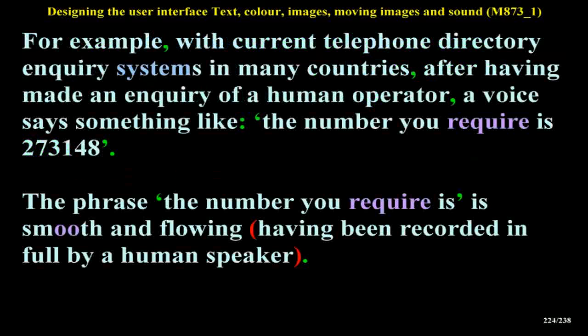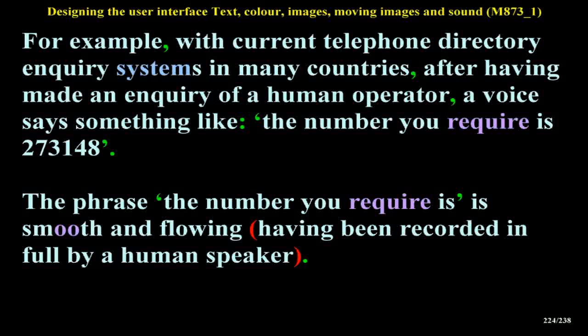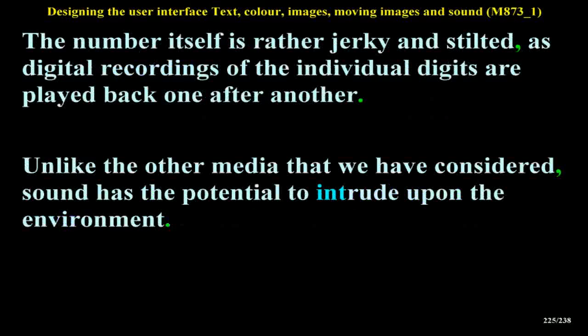For example, with current telephone directory enquiry systems in many countries, after having made an enquiry of a human operator, a voice says something like, "The number you require is 273148." The phrase "The number you require is" is smooth and flowing, having been recorded in full by a human speaker. The number itself is rather jerky and stilted, as digital recordings of the individual digits are played back one after another.